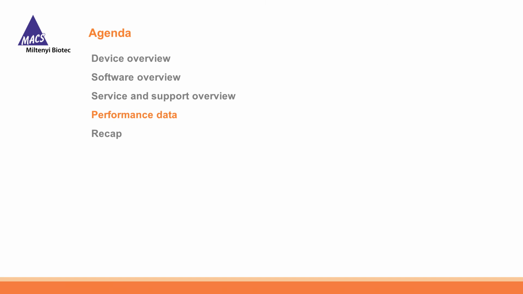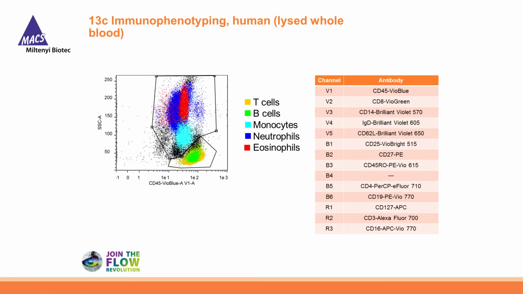Moving on from service and support, we'll go through some performance data really quickly, and then talk about recaps and answer any of the questions that may have come up from you guys during the presentation. So the first data set we're going to show is a 13-color immunophenotyping of human blood. And this in the end really led to 18 cell subset populations to be analyzed on the back end. So you can see the panel on the right side of your screen and what it included.